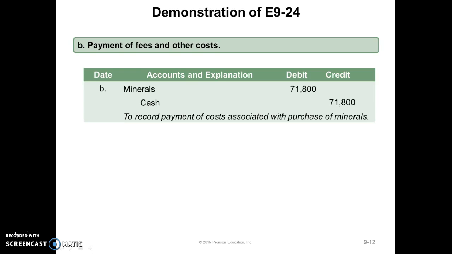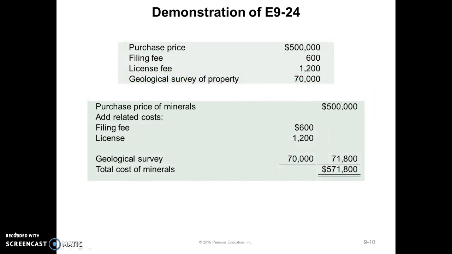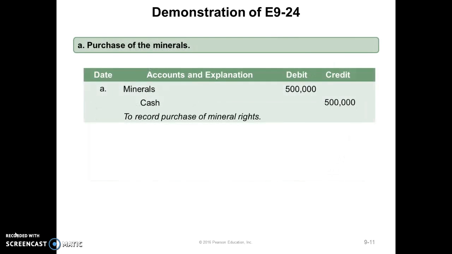We're going to debit, so see the minerals balance is going to be the $571,800. We did the $500,000 on this slide, and then the $71,800 for all those costs that were listed: filing fee, license fee, geological fee, and then we paid cash for it for $71,800.